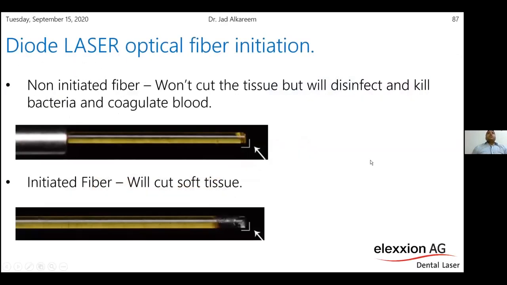And finally, we will go with the optical fiber. Diode lasers usually use optical fibers to cut the tissue. All of the fibers that you will receive with your device will be non-initiated. There are 2 types of fiber: the non-initiated fiber and the initiated fiber.